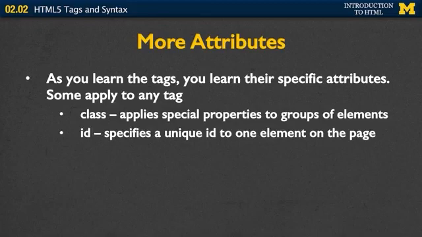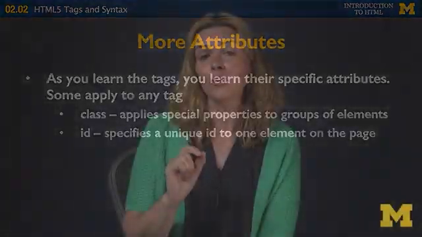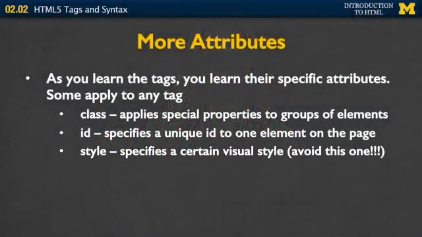IDs specify a very unique ID to just a single element on the page. And you're going to want to do this if you want to link back to it, or if later you want to apply JavaScript to it. But ID says, hey, this is a special part of the page. You're not going to find anything else like it. Style is an attribute that used to be very widely used. Style lets you apply visual style, so you could put in special colors or spacing and things like that.